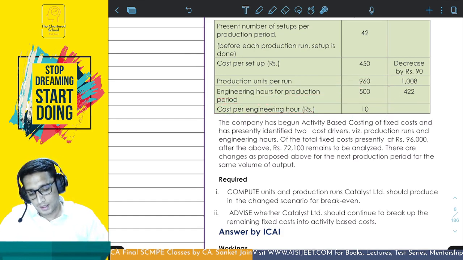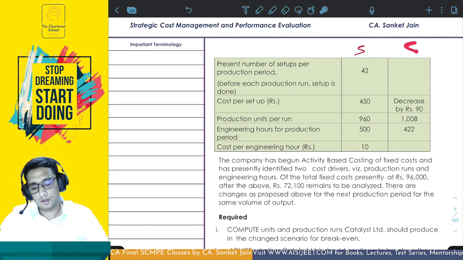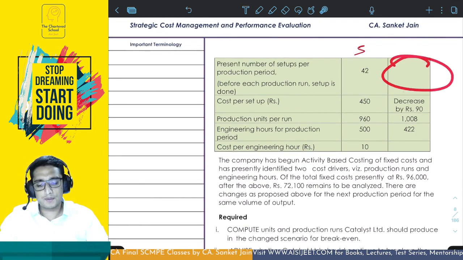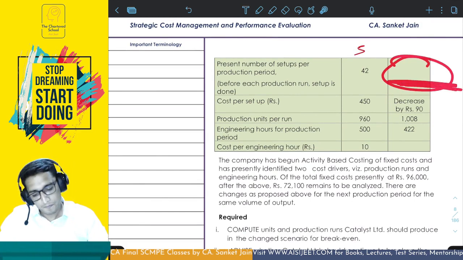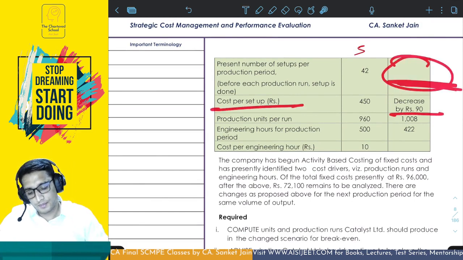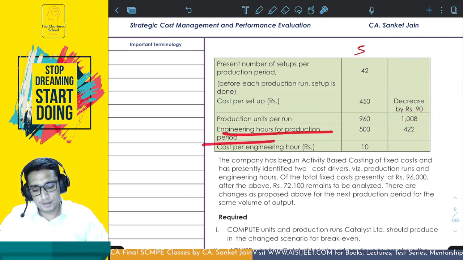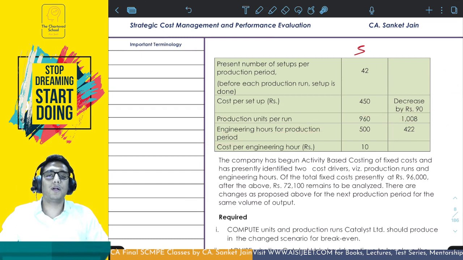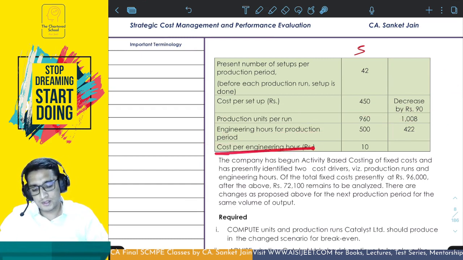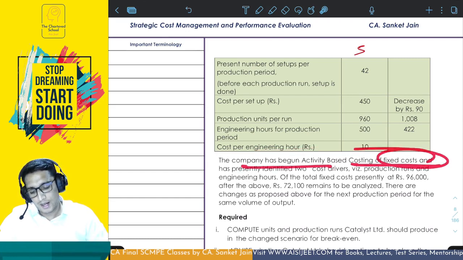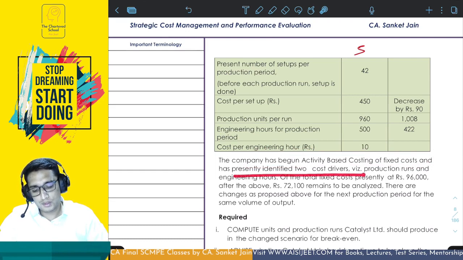Then, in the changing scenario, the contribution is also 5. The number of setups per production period have to be calculated, with a decrease by rupees 90 in cost per setup. Production units per run are changing to 1008. Engineering hours for production period are reducing to 422. Cost per engineering hour is not given, so I'm going to assume it to be the same, 10 rupees. The company has begun activity based costing of fixed cost and presently identified two cost drivers. One is production run, second is engineering hours.